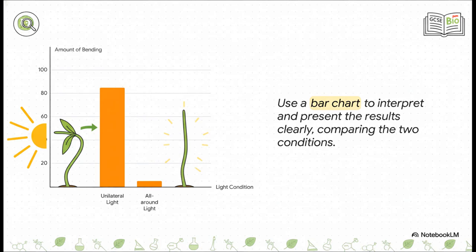So what should your results look like in the end? Well, if you were to calculate an average and plot it on a bar chart, you'd expect to see something like this: a really obvious bend, or high curvature, for the seedlings with one-sided light, and pretty much no bending at all for your control group. A chart like this makes your conclusion impossible to argue with.